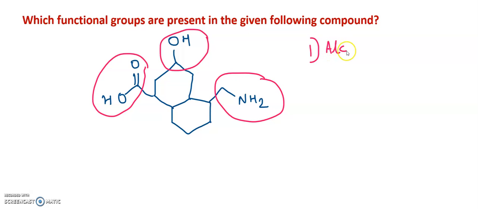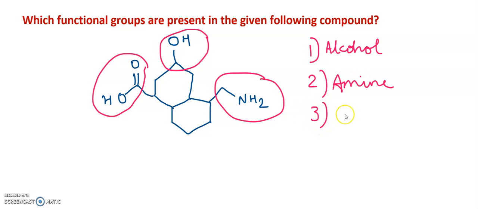Alcohol. Second is amine. And the third functional group is carboxylic acid. Okay.